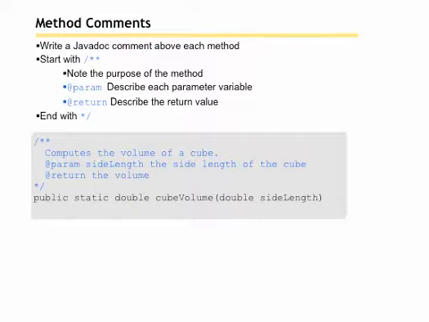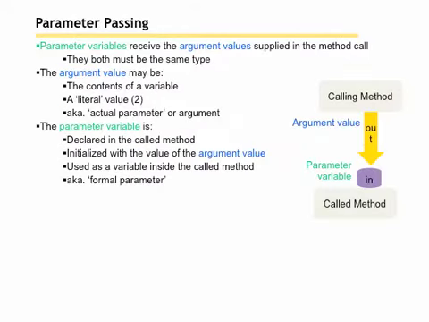And then we add the @param comments that document or describe each parameter variable. So you'd have an @param for each parameter. And then finally an @return that describes the return value, ending with a star slash. This will help document the methods, and if we use the Javadoc utility, it will automatically create some beautifully formatted comments for us, some help files for us. It's very nice.